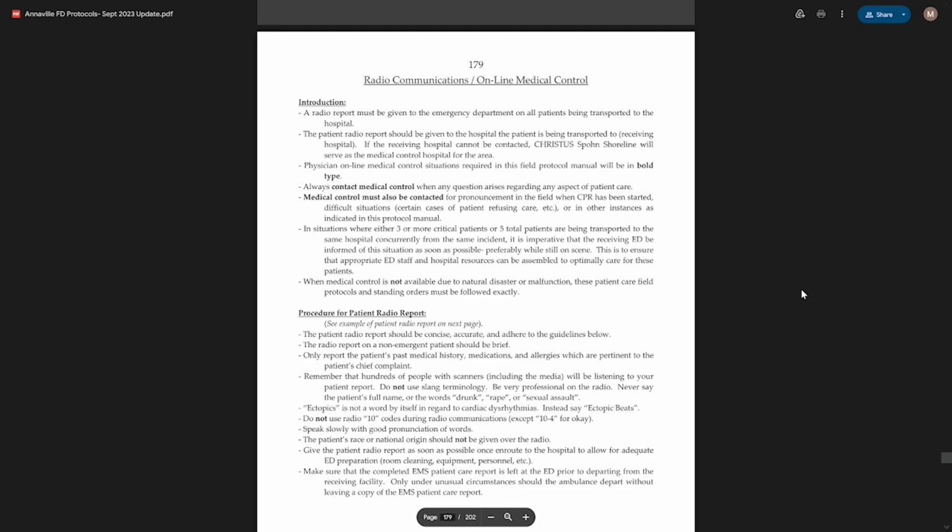Medical control should be contacted and must be for pronouncement in the field when CPR has been started, or when difficult situations arise, such as a patient refusing care, etc., or in other instances when indicated in this protocol manual.